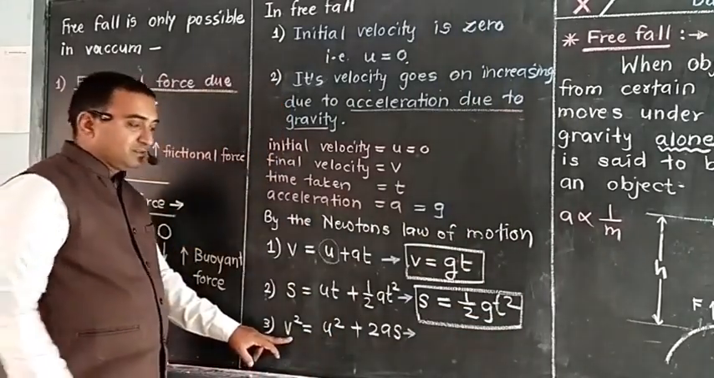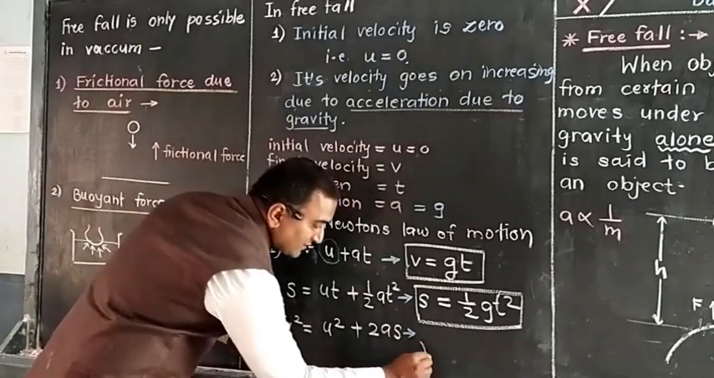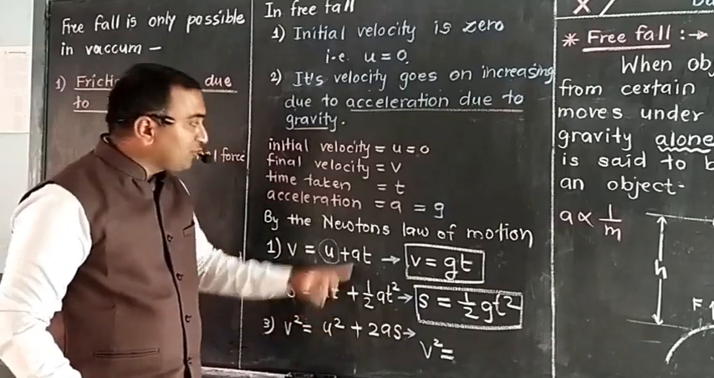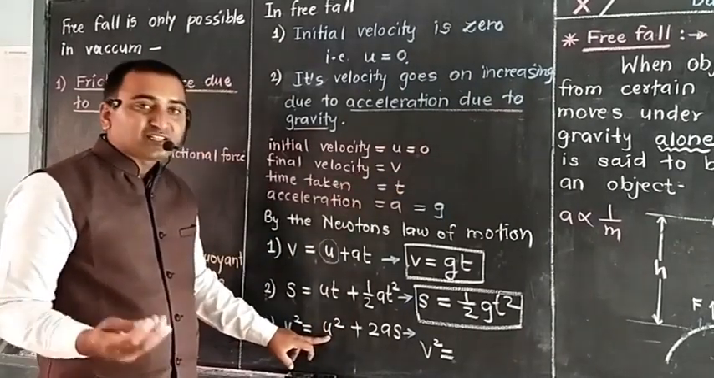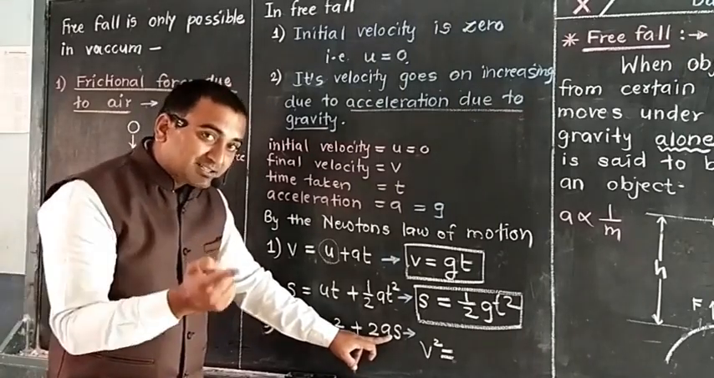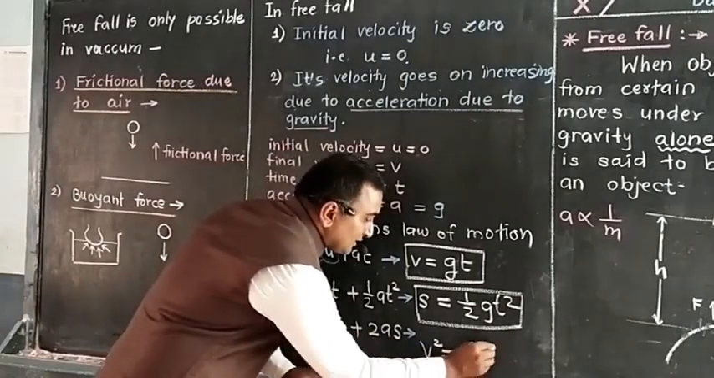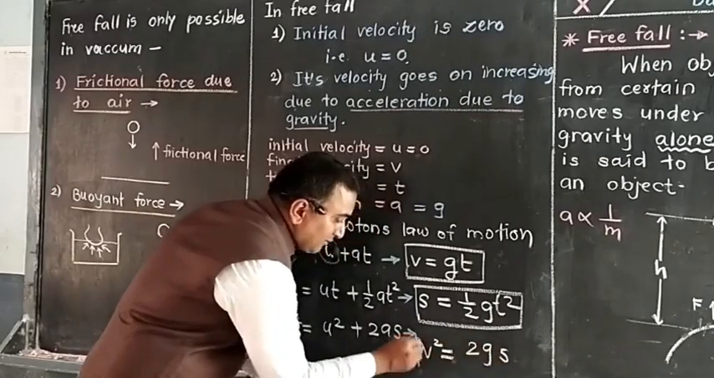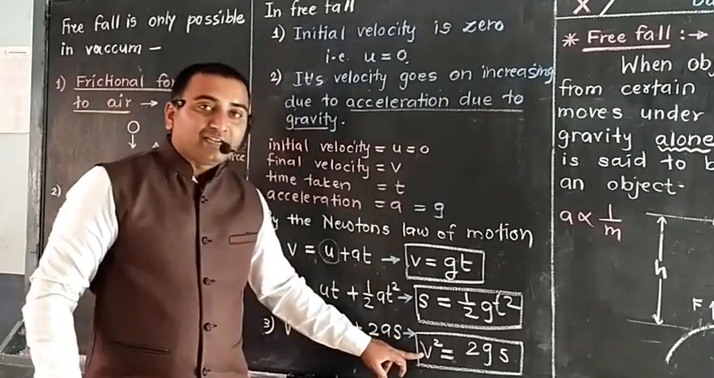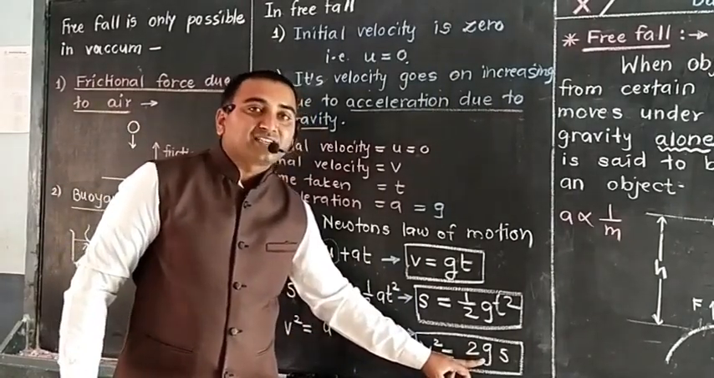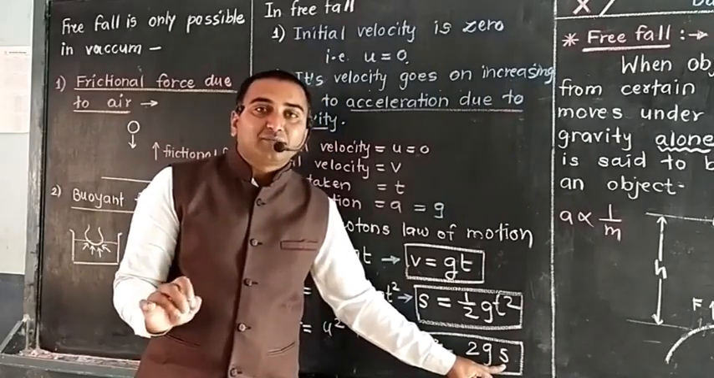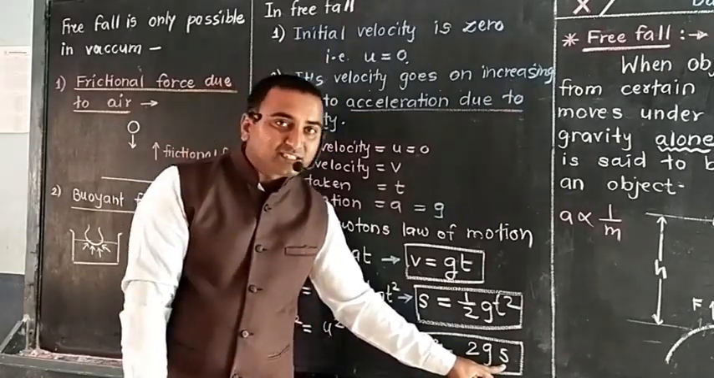The third equation: v square remains as it is. u square, but the value of u is 0 and 0 square is also 0. So 2 into acceleration, but here acceleration due to gravity, so 2gs. That means v square is equal to 2gs, where v is final velocity, g acceleration due to gravity, and s displacement or the distance traveled by the object while falling down.